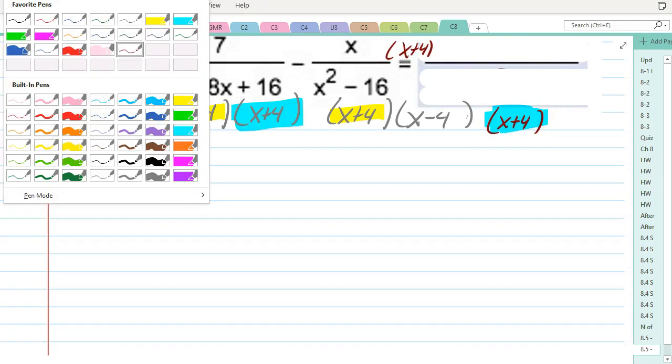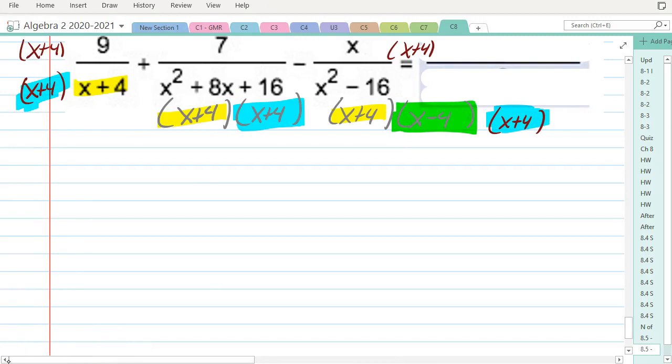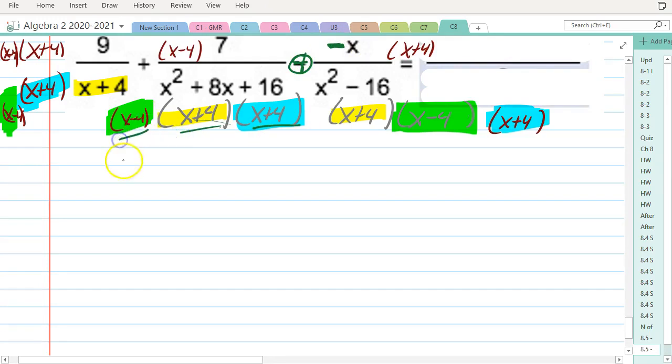Next, the third one has an x minus 4. The second and the first do not have an x minus 4, and what that means is I need to add an x minus 4 to the second and an x minus 4 to the first. One more thing on here, remember we never use subtraction here, so I'm going to change this subtraction to an addition, and this becomes a negative x. Well, my common denominator is x plus 4, x plus 4, x minus 4. If you have two x plus 4s, that's the same thing as saying x plus 4 squared. And then there's an x minus 4.